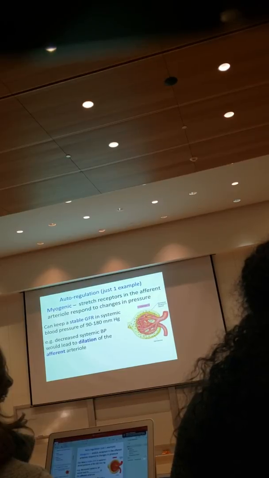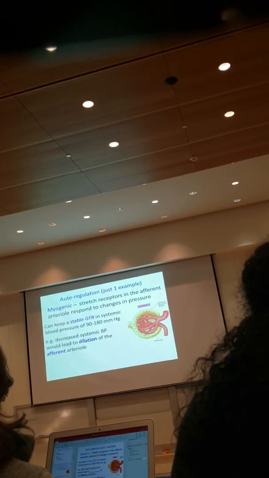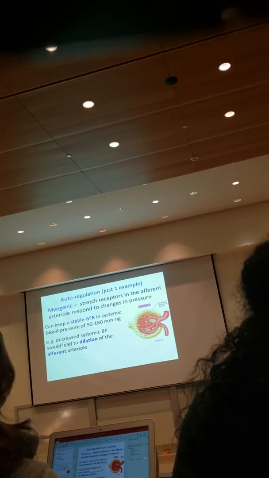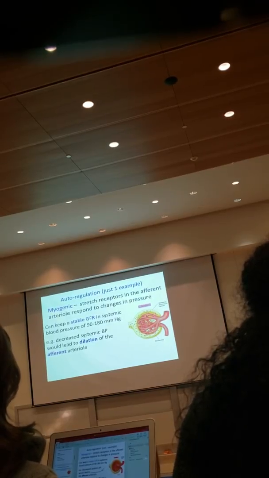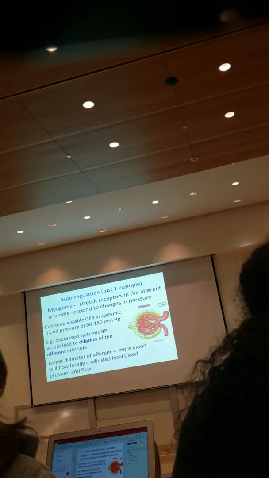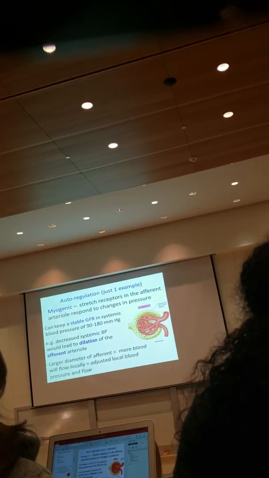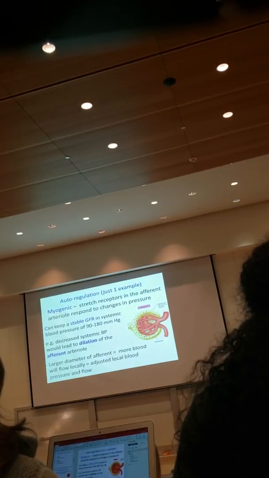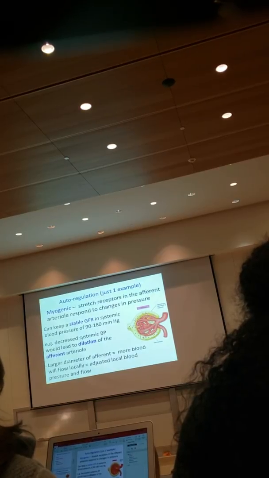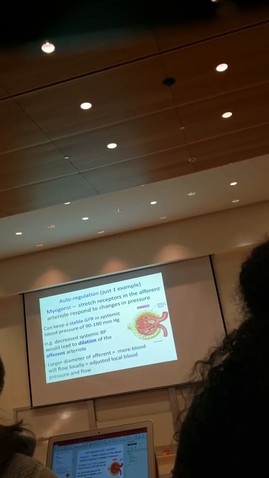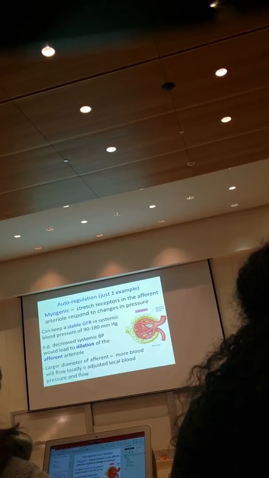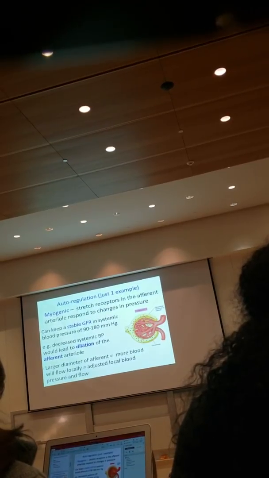So as a result, decreased systemic blood pressure will lead to dilation of the afferent arteriole. Larger diameter of the afferent arteriole means more blood will flow locally, and then we'll have an adjusted local blood pressure and flow. I think in your printouts I phrase it a bit differently. I talked about resistance, but you can use either of these explanations, whatever works for you, as long as you understand. It's not wrong what you have there. I just thought this rephrasing will help.